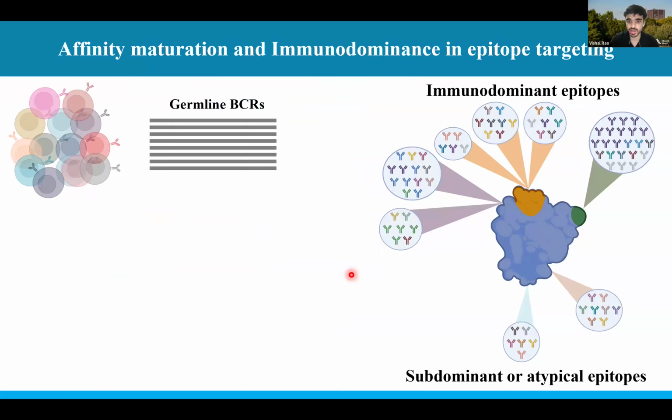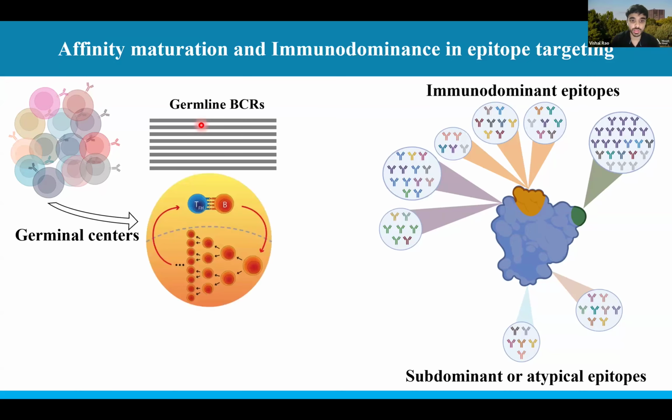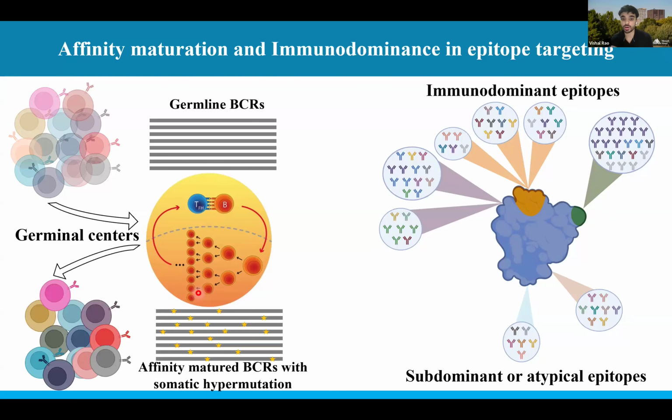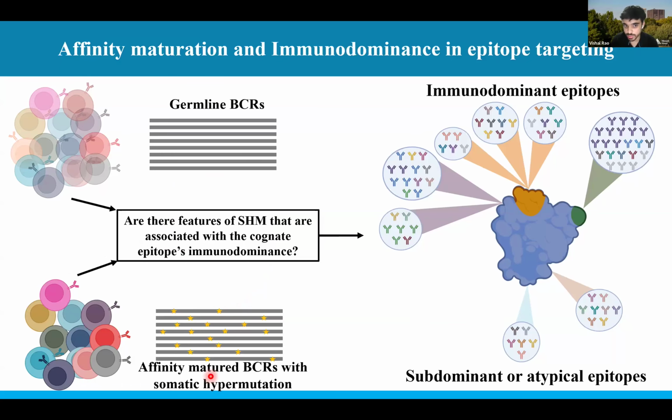But there is another thing that adds complication to this process. We all know that given a polyclonal set of BCRs that are germline, these are unmutated as of now. They also enter germinal centers where they undergo affinity maturation. So here they acquire mutations that specifically increase affinity towards their cognate antigen. And as an output, you see these BCRs with now somatic hypermutation that bind with higher affinity to their cognate epitopes. So a question that arises here is, are there certain features of SHM that can inform the cognate epitopes immunodominance? Because the affinity maturation in a way is also proceeding specifically towards that particular epitope.